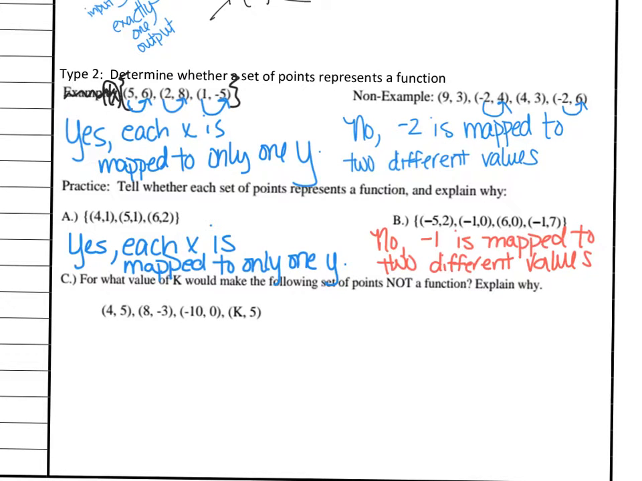This is like me having the same birthday as somebody else. That is okay. So 4 can go with 1 and 5 can go with 1. That's two people sharing the same birthday. That's fine. But on B, when I have -1 goes with 0 and then -1 goes to 7, that's not a function anymore. Alrighty.